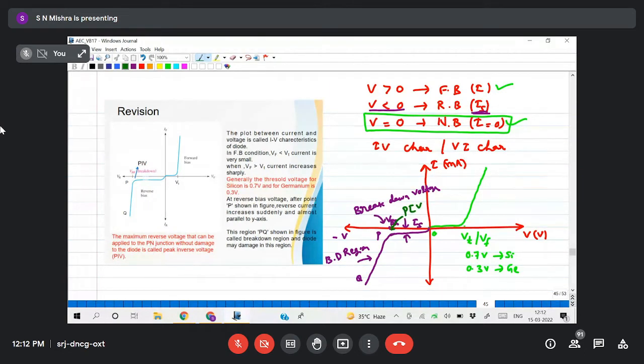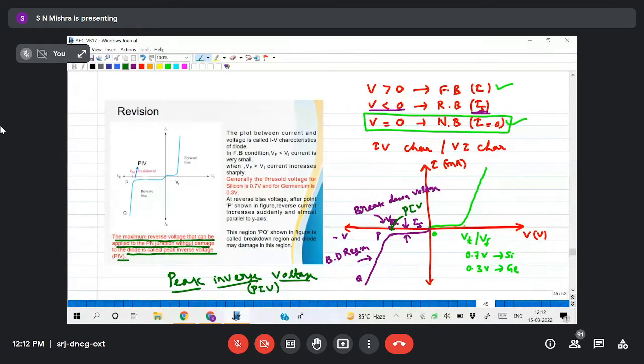PIV. So what is the full form of PIV? Peak inverse voltage. You know peak means maximum, inverse means negative voltage. So the maximum reverse voltage that can be applied to the PN junction without damaging the diode is called peak inverse voltage. Is it understood? Yes, sir.